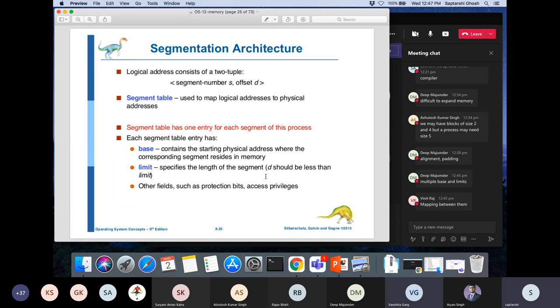Also, there are other fields in a segment table. I'm not going into details. Look up the Galvin book. So there are things like protection bits, access privileges, and so on. We are not discussing those in detail, but we expect you to read the book.